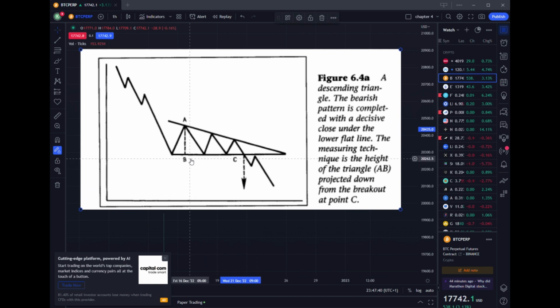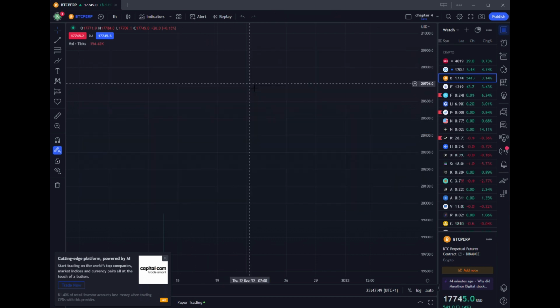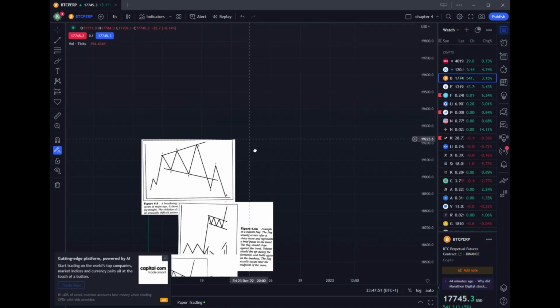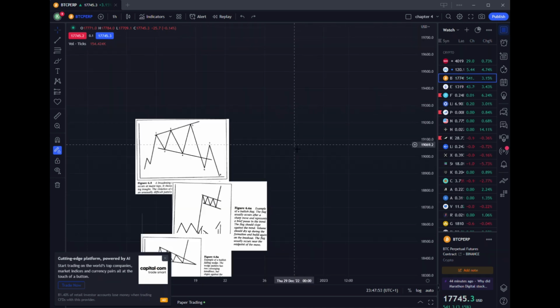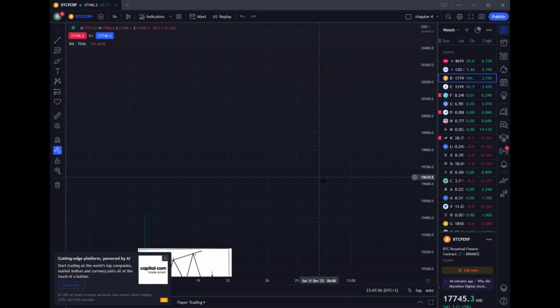And then we're going to go to the descending triangle, and this one is kind of similar to the ascending, but then you have the horizontal line at the bottom and the descending line at the top. And the same thing applies here. So yeah, I'm just going to go over to the next one.